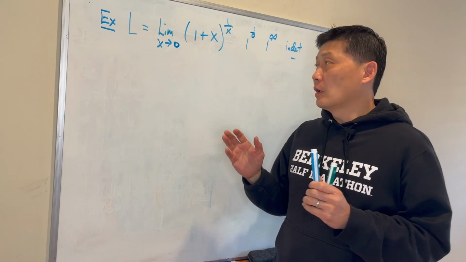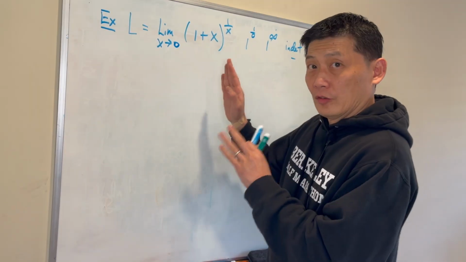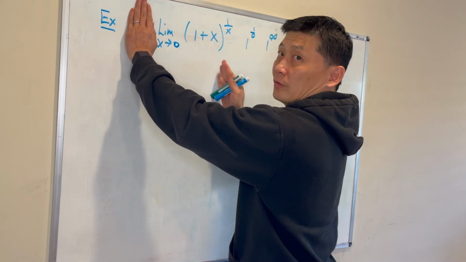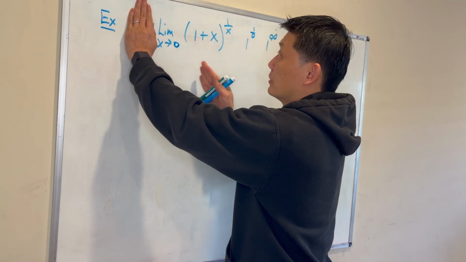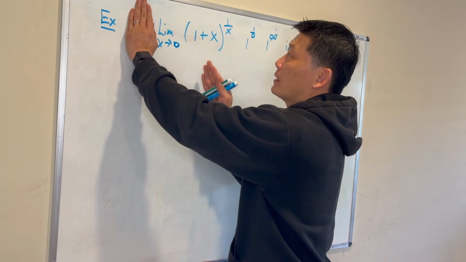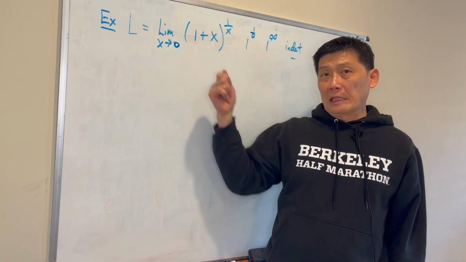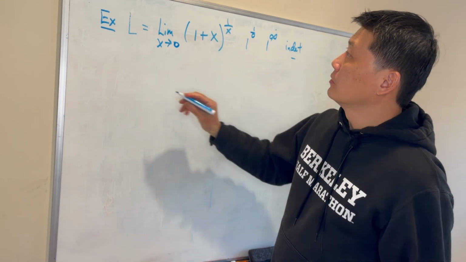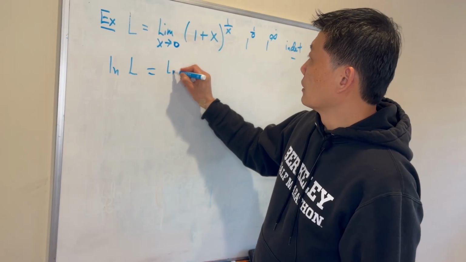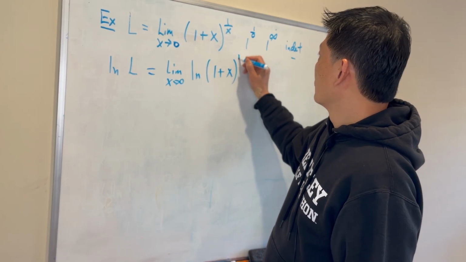One of them is using the log operation on this function. Now, typically, if a problem is given to you like this, just a limit and it says find the limit, it's not too obvious that you can use the natural log operation. But if you write this and set it equal to L, you can use the log operation on both sides of the equation, and that will be okay. So let's take log on both sides. ln L is equal to the limit as x approaches 0 of ln (1 plus x) to the 1 over x.